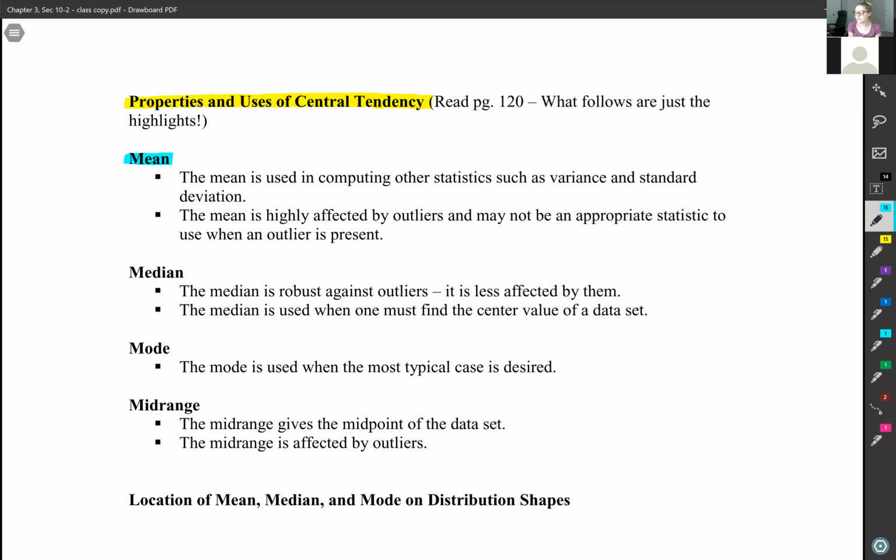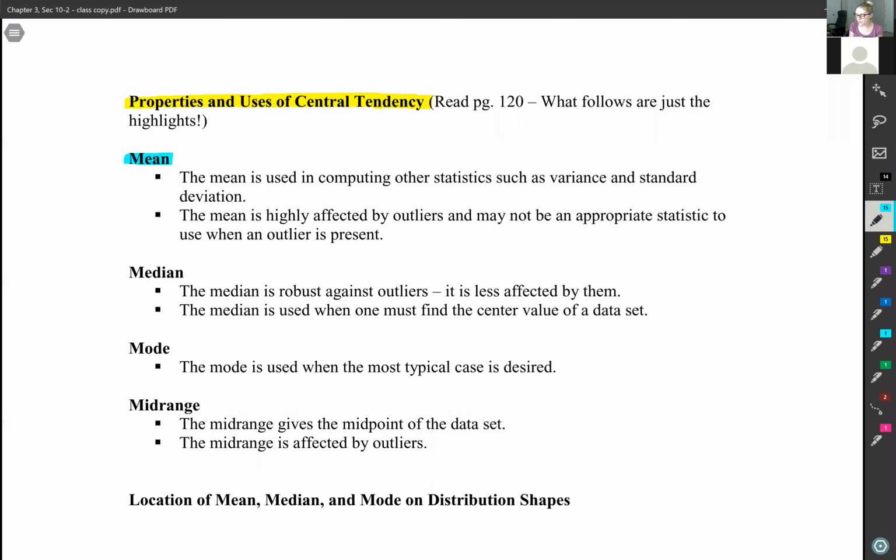The mean is highly affected by outliers and may not be an appropriate statistic to use when an outlier is present. This is very true. So you'll see that sometimes the median is preferred over the mean when there's outliers present, because the mean is not a good representation when there's outliers. It's pretty easily affected, where the median's a little different.